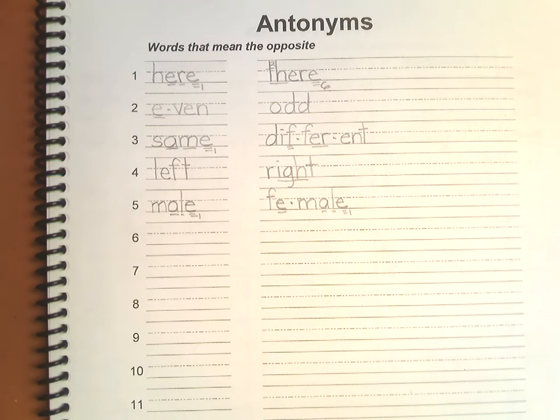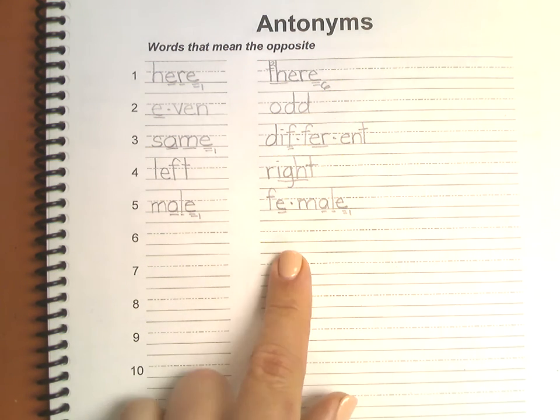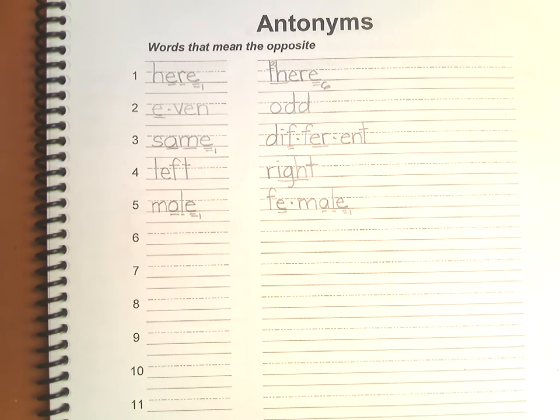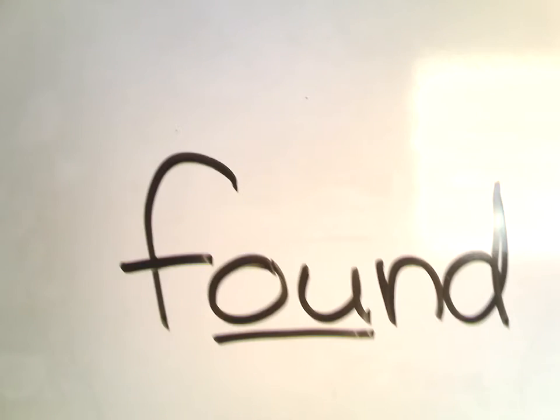All right, and then the antonym of lost is what, class? Good, found. And which ow do we use in found? Good, ow-o, ooh-uh. So go ahead and write found. So same line, but over on this part, and then mark it. All right, let's check and see if you got it right.